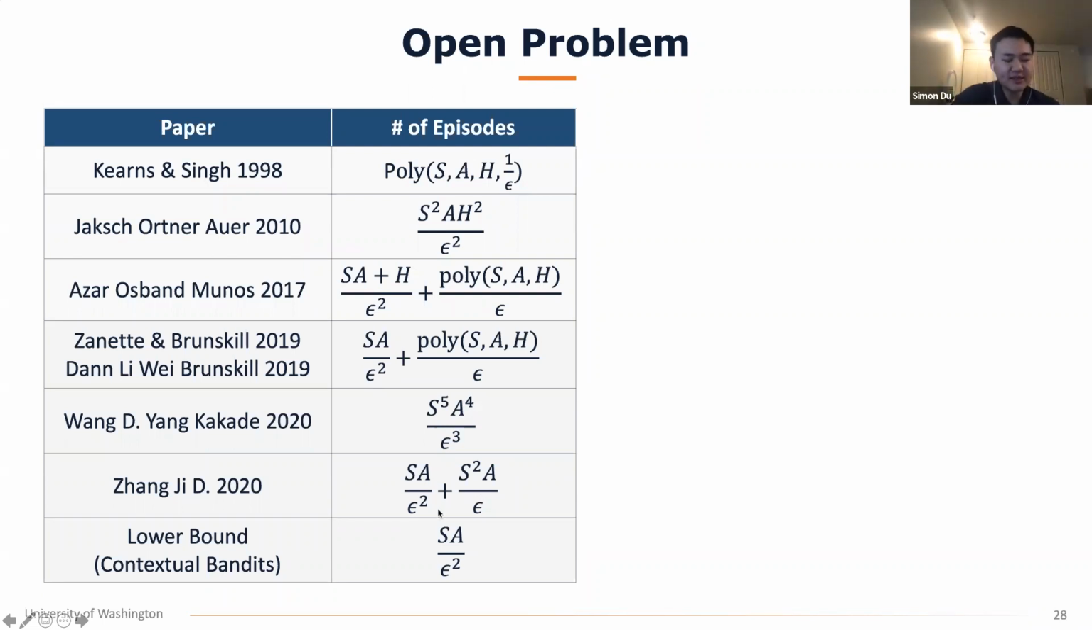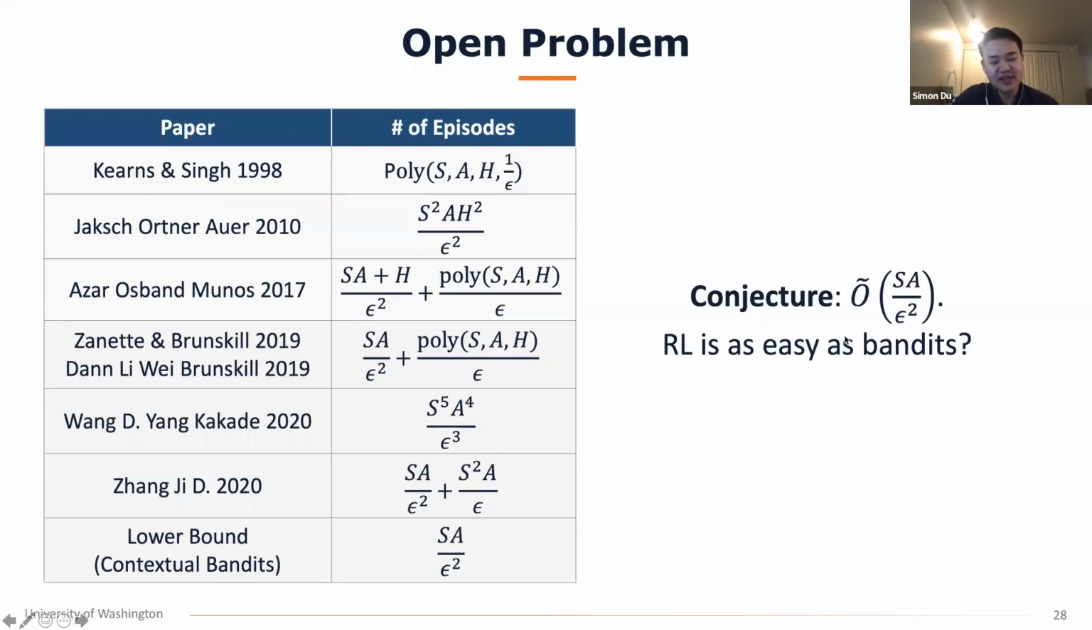Again, it also does not depend polynomially on H. But compare with the lower bound, which is the contextual bandits lower bound, SA over epsilon squared. So there's only one difference now, which is S squared A over epsilon. So the open problem, or the conjecture, is that we believe there is an SA over epsilon squared upper bound. The second term is in fact not necessary.